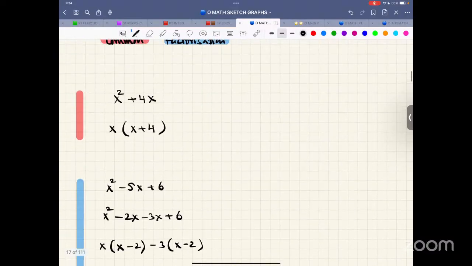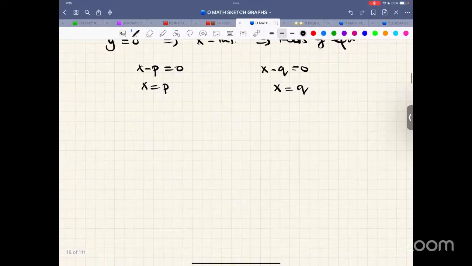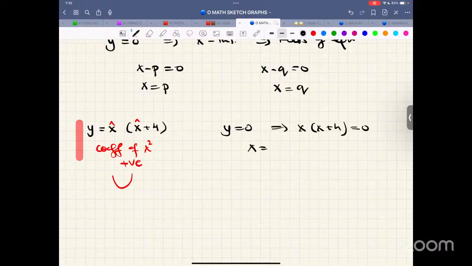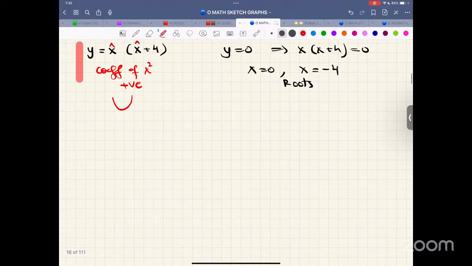So now let's take the first example, which is x bracket x plus 4. Let me equate it to y. The coefficient of x squared is positive, therefore the shape is like this. And then make y equal to 0, therefore x bracket x plus 4 equals 0, so x is 0, x is negative 4. These are the roots.